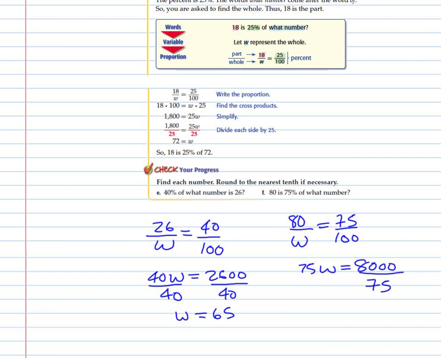W equals 106.666... It says up here round to the nearest tenth. So W would equal 106.7. So 80 is 75% of 106.7.